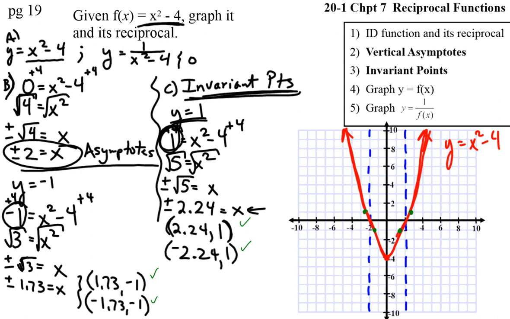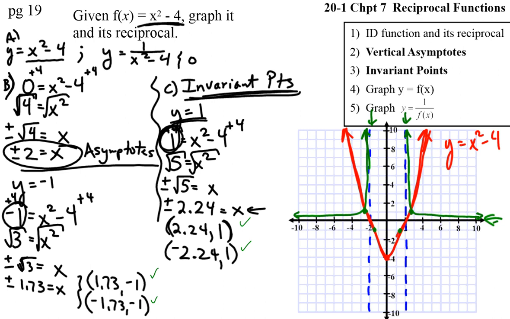Well, what's important with the reciprocal graph? I can't cross the asymptotes. I have to go through these points. So when it's a quadratic, we actually have 3 parts. I need to go through that invariant point, but not hit my asymptotes. So I'm approaching my asymptotes, but not contacting. It'll look similar on the right side. Approaching asymptotes, going through the invariant point, but not contacting the asymptotes.